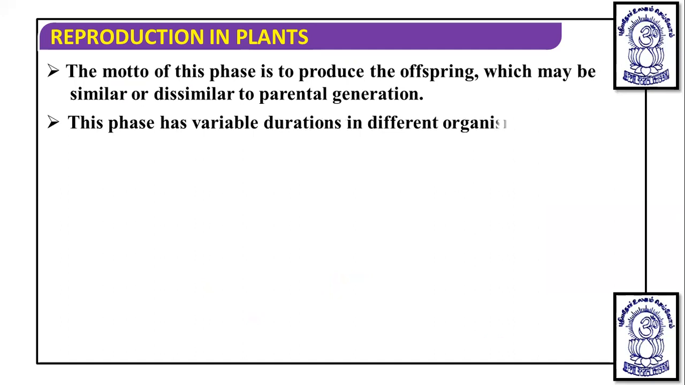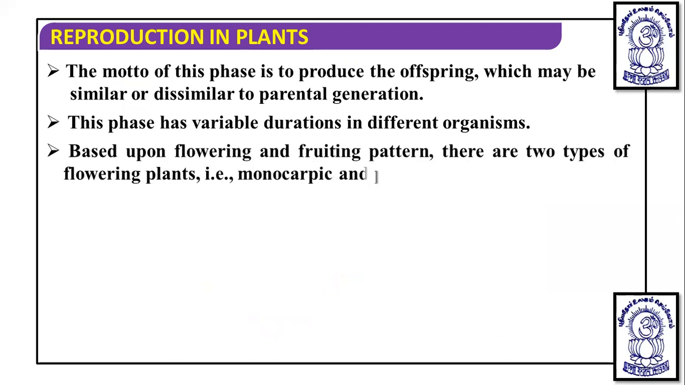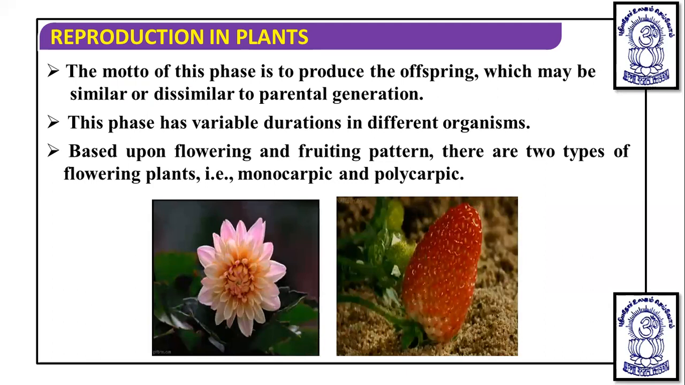Now, this phase has a variable duration in different organisms. Here also, the reproductive phase is variable in different organisms. It can be short, it can be long. But based upon the flowering and fruiting pattern, how they flower and how they produce fruit, there are two types of flowering plants. One is monocarpic and one is polycarpic.